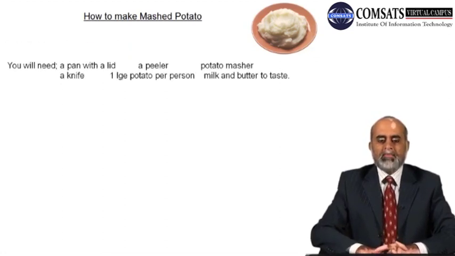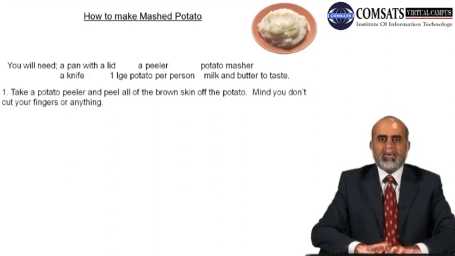Okay, then you need to add one important section, and that is the ingredients section. So here you can say a pan with a lid, a peeler, potato masher, a knife, one large potato per person, milk and butter to taste. Alright, now let's look at the procedure.